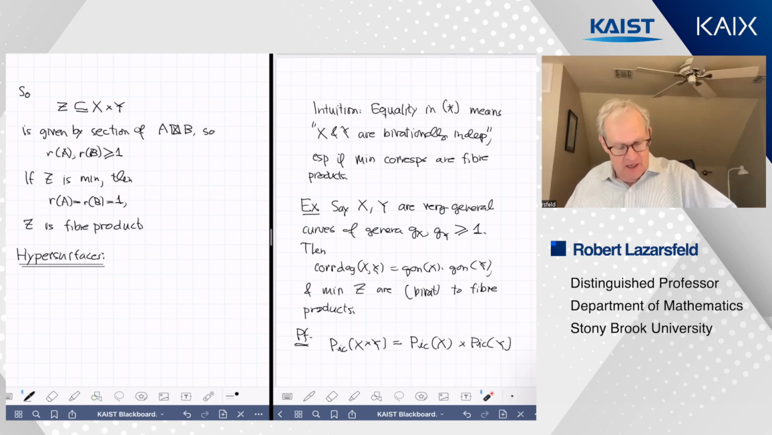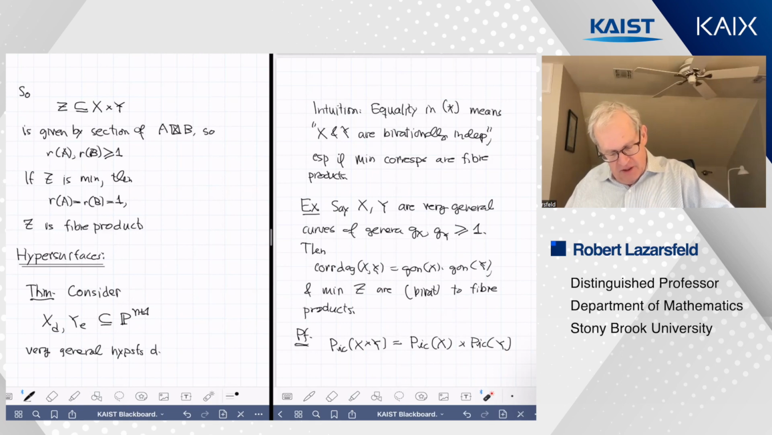So here's the theorem. Let's consider two very general hypersurfaces, X_d and Y_e in P^{n+1}. So these will be very general hypersurfaces of degrees d and e, and again, we want at least 2n+2, let's say.